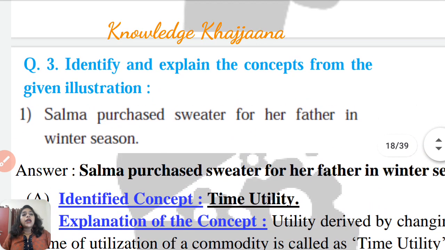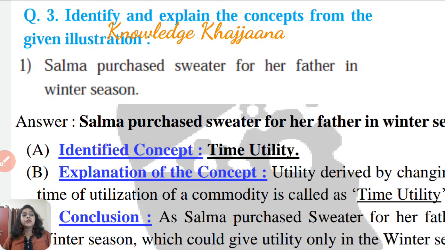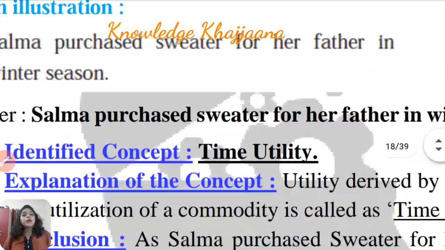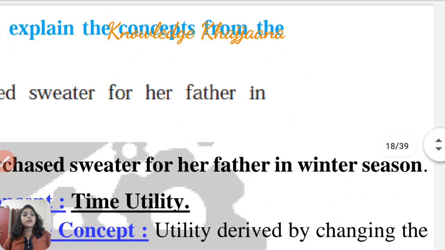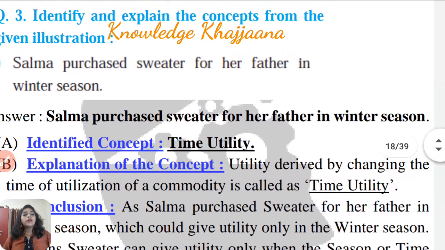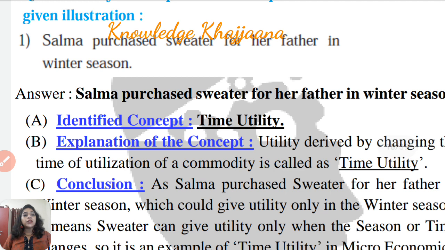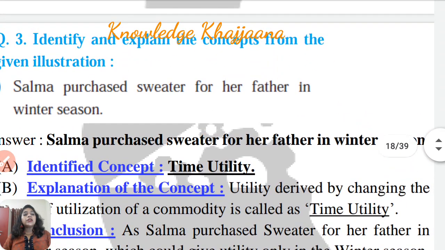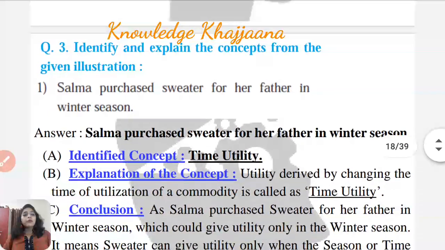What is the question? Identify and explain the concepts from the given illustration. The first example given is: Salma purchased sweater for her father in winter season. Salma purchased sweater for her father in winter season. So which word is underlined over here? Highlight. We can highlight it as time utility. When the time changed and it became winter, the sweater gave more utility, right? So it is the example of time utility.